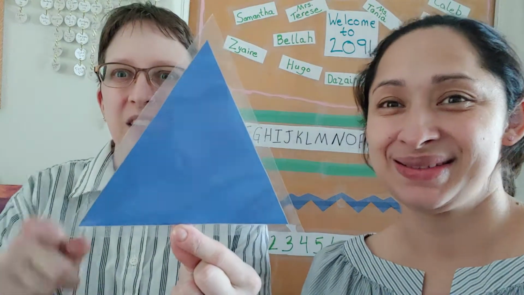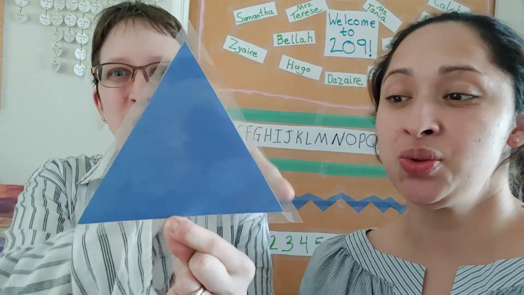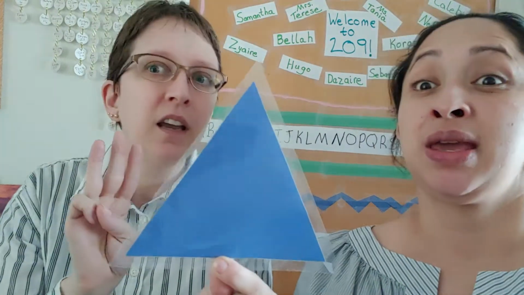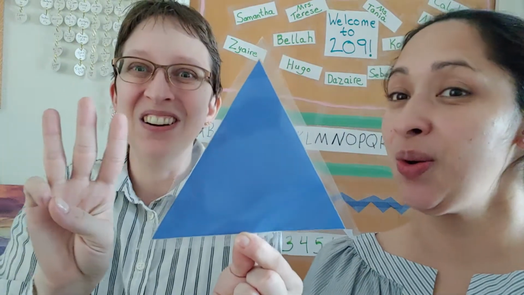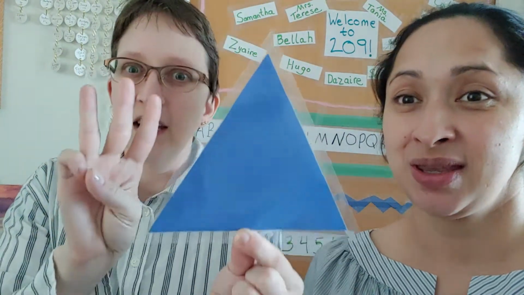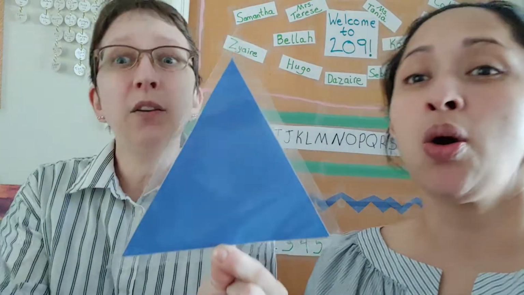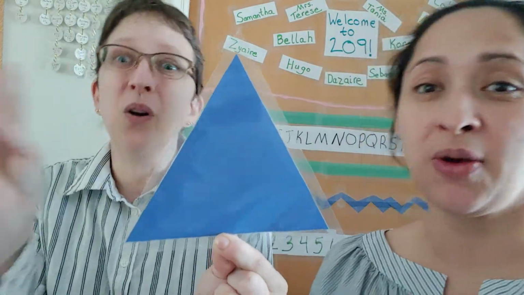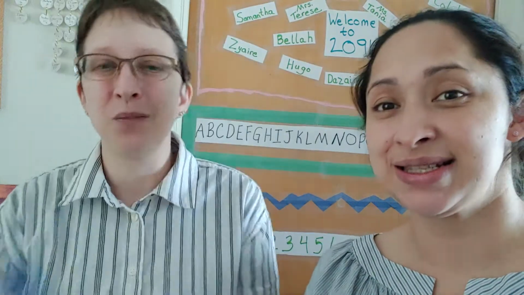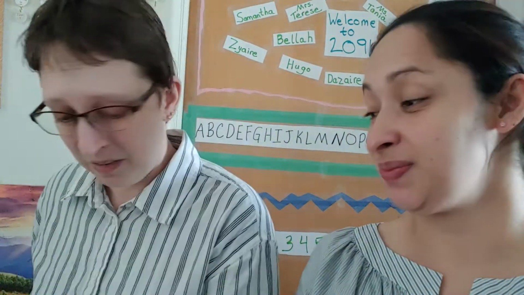What's this one? One, two, three sides. It is a triangle. Yes. Here we go. A triangle has three sides. Of all of the shapes we know, a triangle has three sides. Triángulo. Tres lados. Nice. Okay.